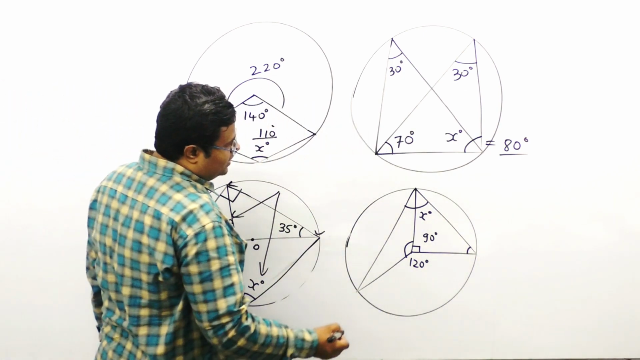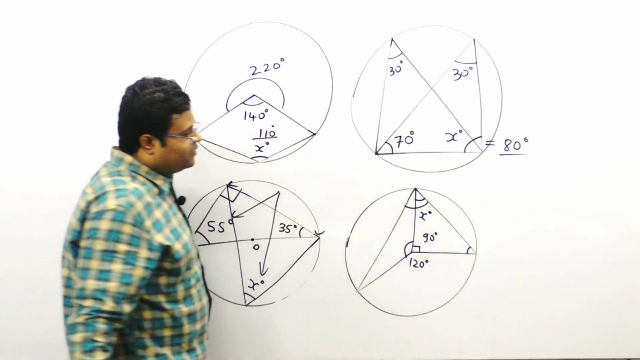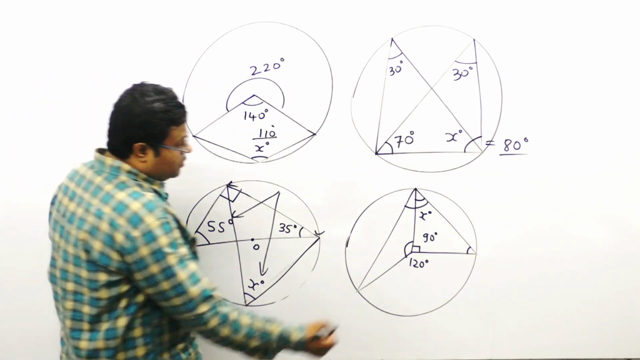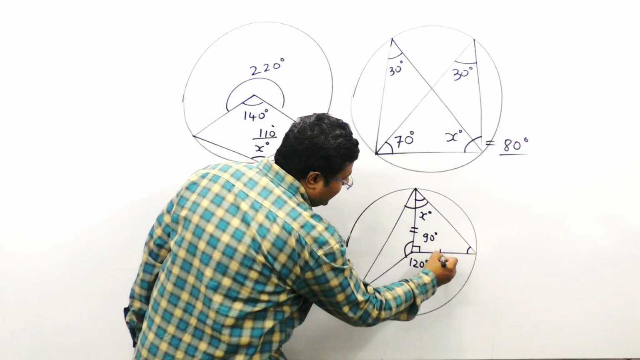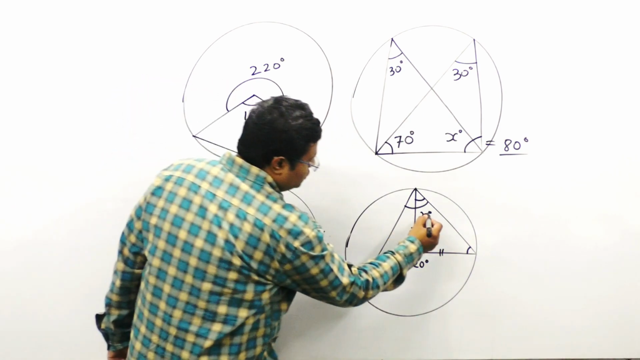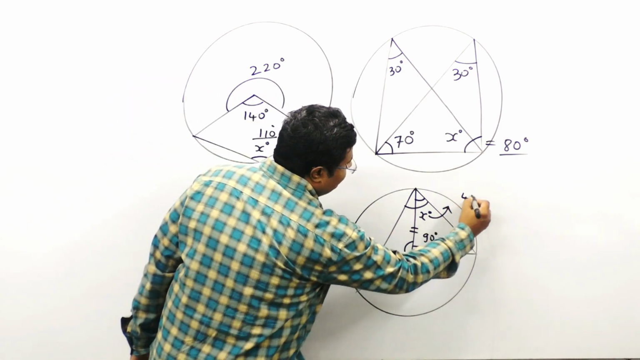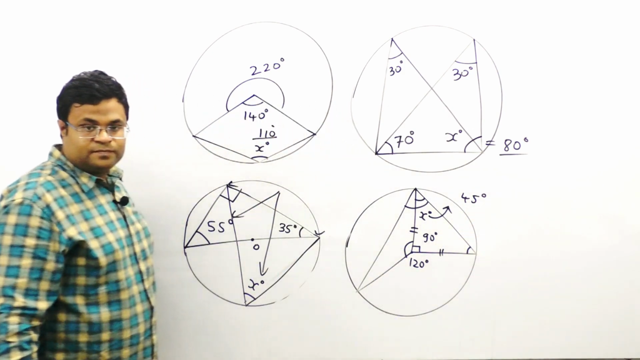This is 45 degrees and this part will also be 45 degrees. How can you say that? Because this is 90 and this is an isosceles triangle. So this part of x will be 45. I am not saying the whole x is 45.